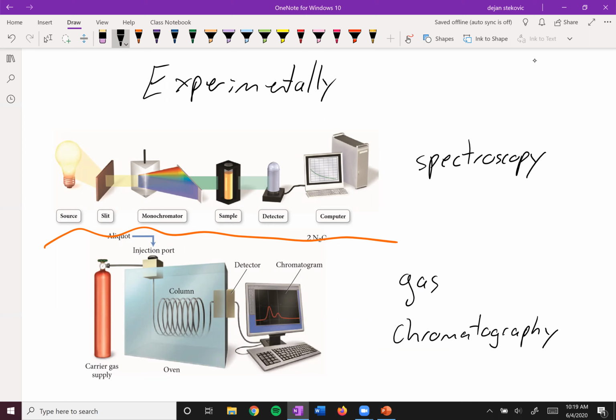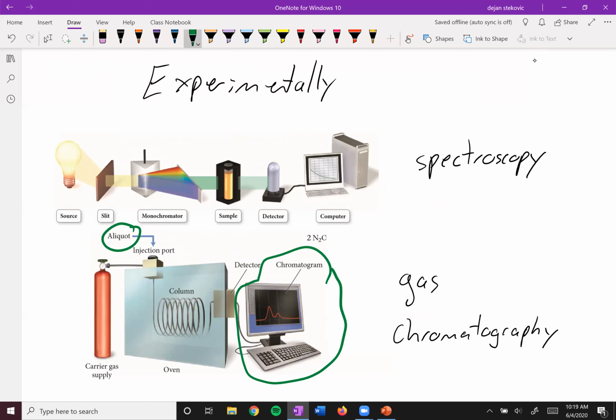And in this one, basically what you do is you do a reaction and then you pull little samples of it. This is what's known as an aliquot. So you put your tiny bit of a sample in here, and it goes through this column, it separates out all the different components and then hits some kind of detector, and then your computer can read out how much product you have there, right? So these bumps are indicative of how much product is there.